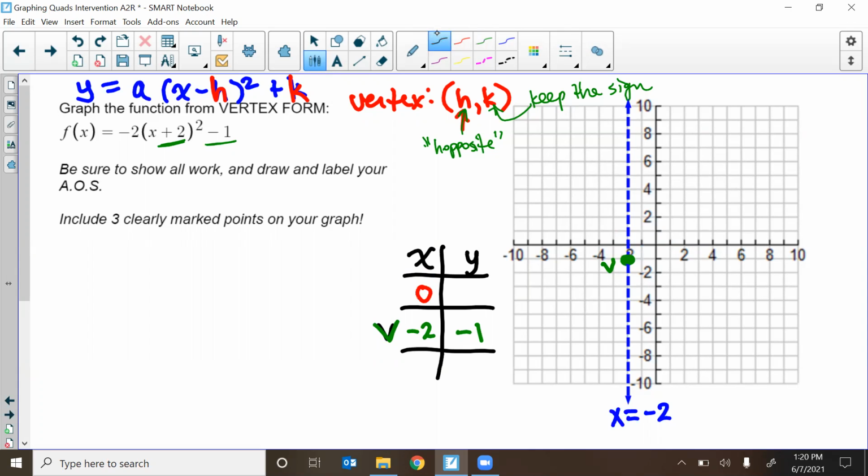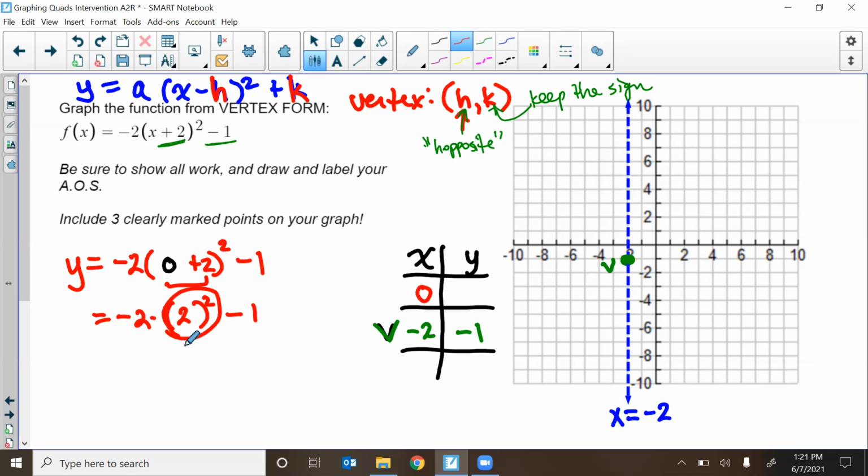And so I'm going to take my equation here and I'm going to write y equals -2, and then I'll put 0 in for the x, and then I'll figure out what I have. So I'll do parentheses first. So that's 2 squared. And remember, then we want to do our exponents before we do multiplication. And then we'll do multiplication, and then we will do addition or subtraction. So that is -9.